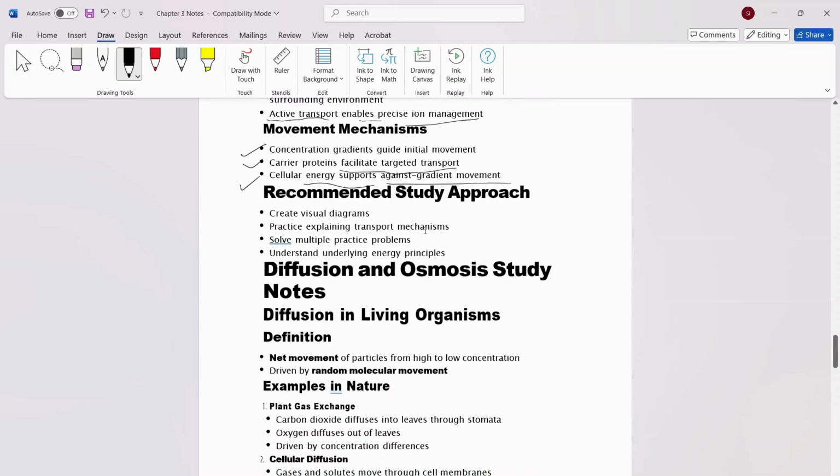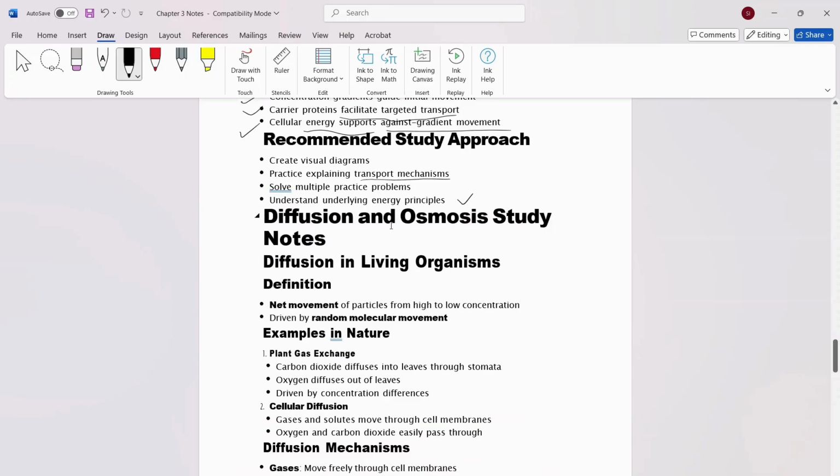So you have to learn the topic. You can create visual diagrams, you can write the short form of how the transport mechanism works, you can solve multiple practice questions, and you can always try to understand the underlying energy principles. We will be doing the past papers question practice once we finish all our 20 chapters of the syllabus, and then for each and every chapter we will do the past papers as well, including the revision.